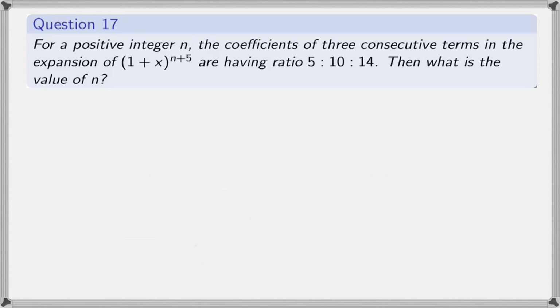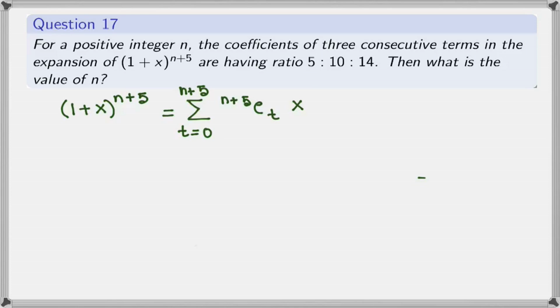It is given to us that for a positive integer n, the coefficients of three consecutive terms in the expansion of (1 plus x) to the power n plus 5 are having ratio 5:10:14. We shall find out the value of n. First we write down the binomial expansion of (1 plus x) to the power n plus 5. This is equal to the sum running from t is equal to 0 up to n plus 5, (n plus 5) C t into x to the power t.